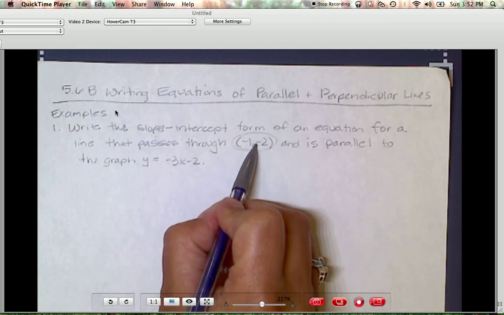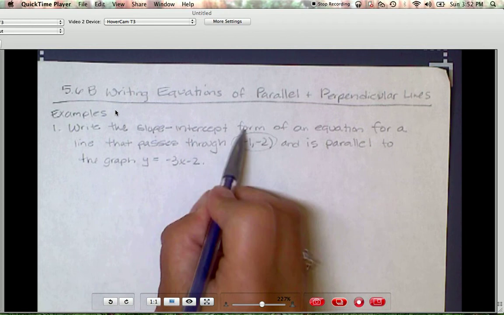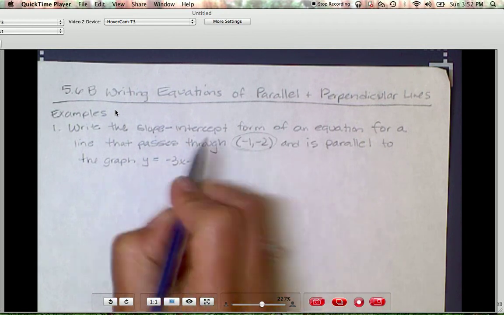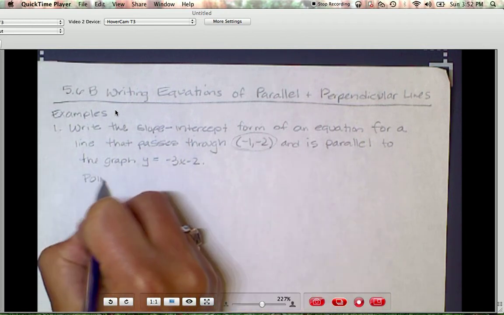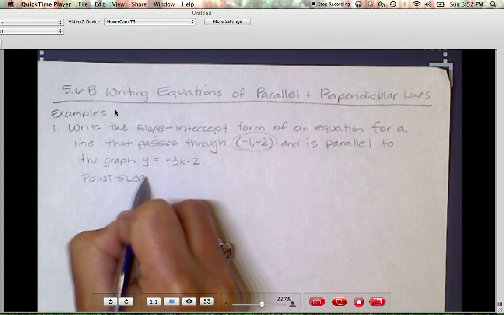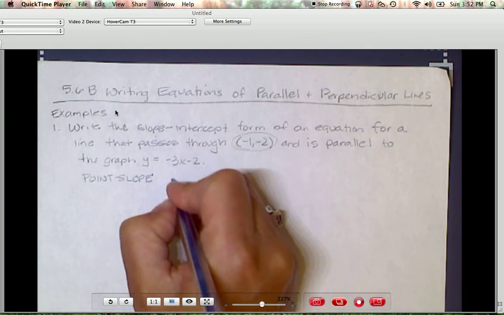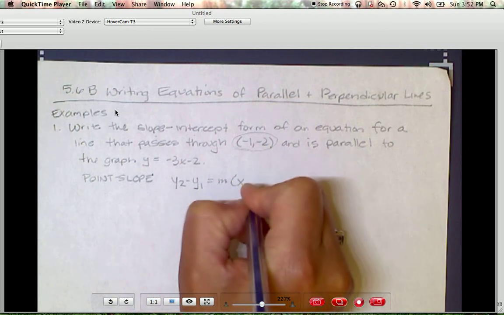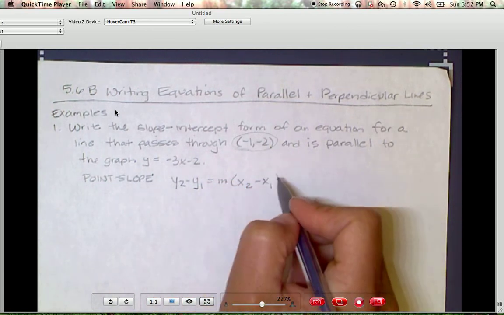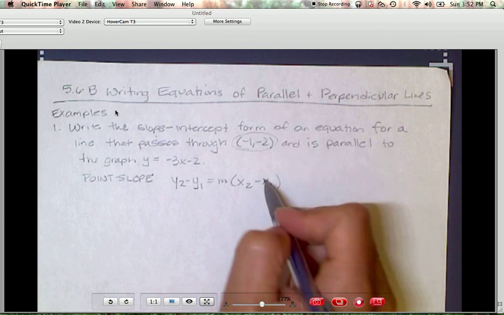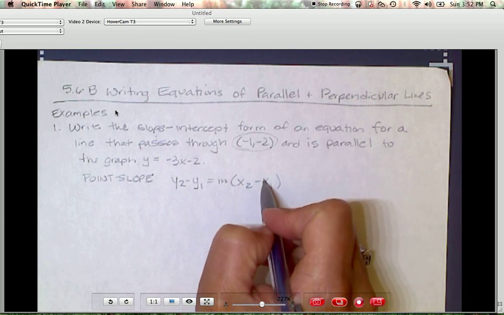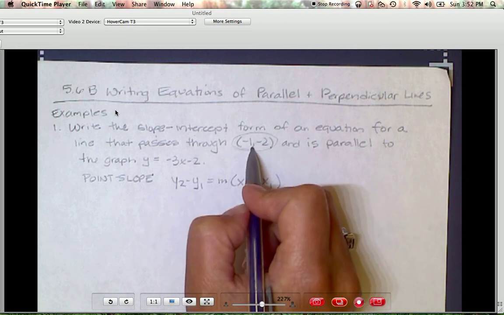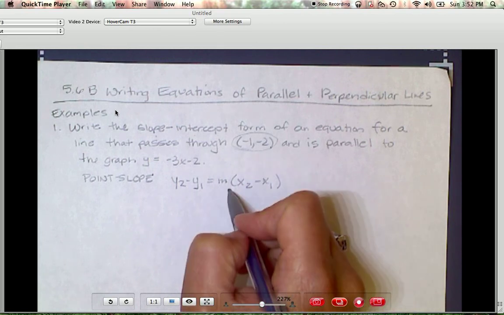Now when you're given a point, instead of starting with slope-intercept form, you will have to start with point-slope form. And point-slope form, if you can remember, is y2 minus y1 equals m times x2 minus x1. And you will be using this form to begin all of the equations today because you'll be given a point. So you'll have to use point-slope form.